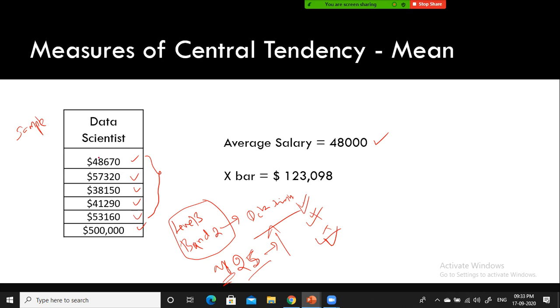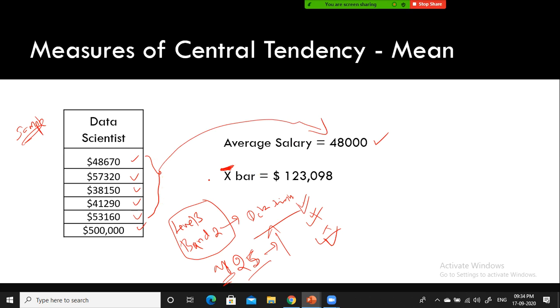So if you take the mean on these, forget about this one for the time being. Let's say we have taken the average on these 5 employees' salary, data scientist salary. We use a notation called X bar, because we have taken a sample and you are finding the average in this sample. On top of the x you need to put one line, x bar. This is nothing but the sample mean, right? So if you add all these, you get the average salary as 48,000.